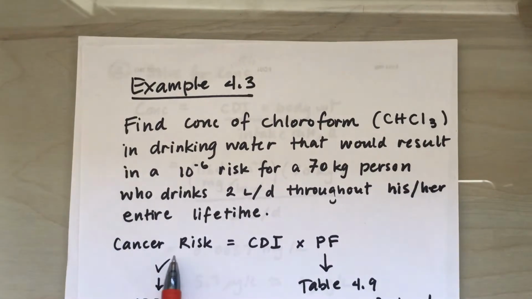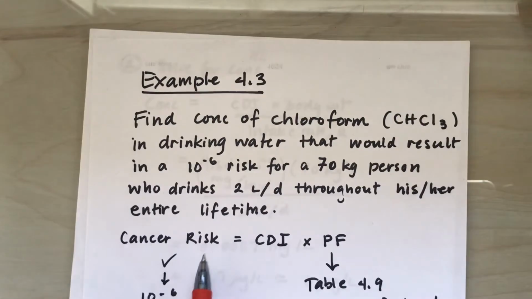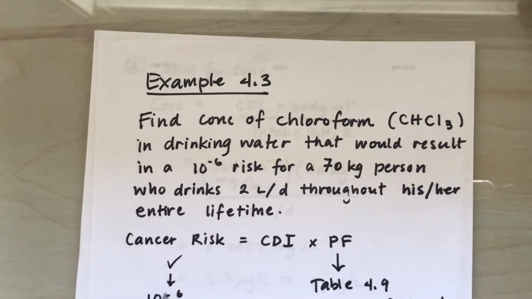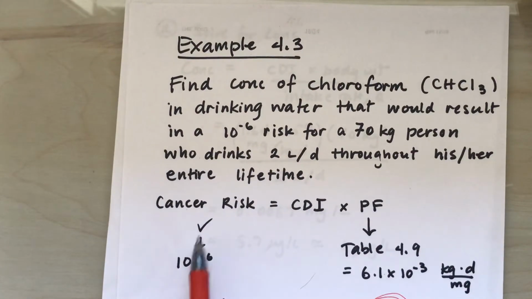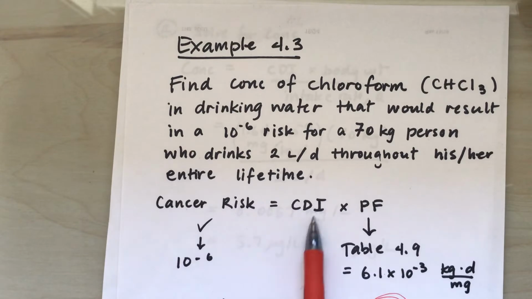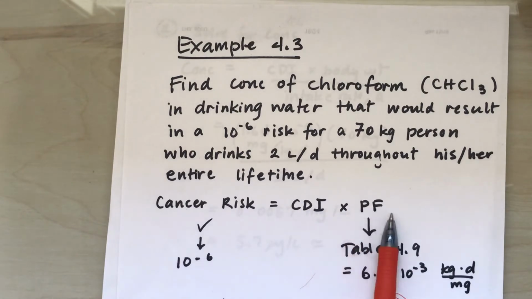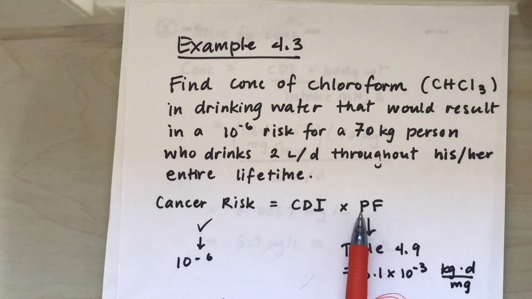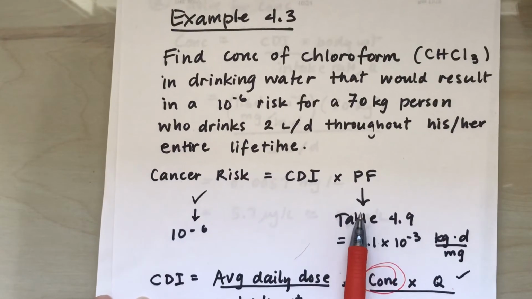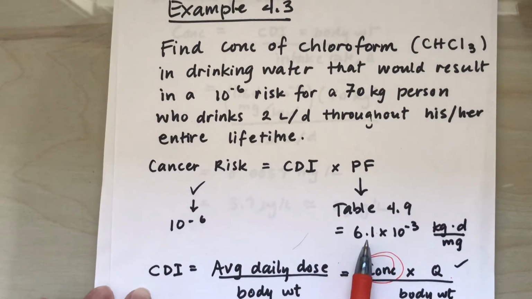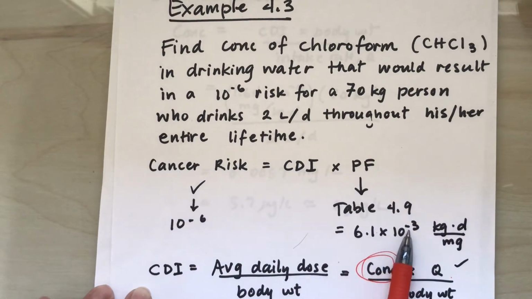All right, we know that the cancer risk we are trying to find the concentration for is the 1 in a million risk that we're willing to accept, or 10 to the negative 6. So risk equals the CDI, the chronic daily intake, times the potency factor. So how much you take in of a certain concentration times how potent it is, right? The potency factor for chloroform is in table 4.9, and you can look that up, but it's 6.1 times 10 to the negative 3 kilogram day per milligram.